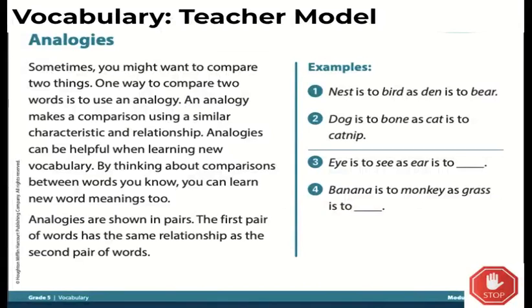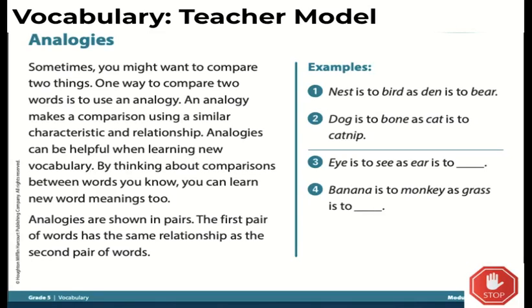Let's dig a little deeper into our vocabulary. Analogies. Sometimes you might want to compare two things. One way to compare two words is to use an analogy. An analogy makes a comparison using a similar characteristic and relationship. Analogies can be helpful when learning new vocabulary. By thinking about comparisons between words you know, you can learn new word meanings too. Analogies are shown in pairs. The first pair of words has the same relationship as the second pair of words.